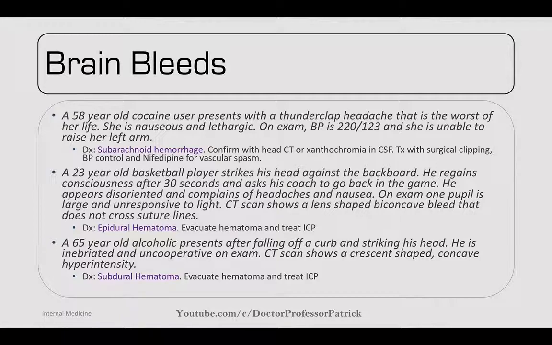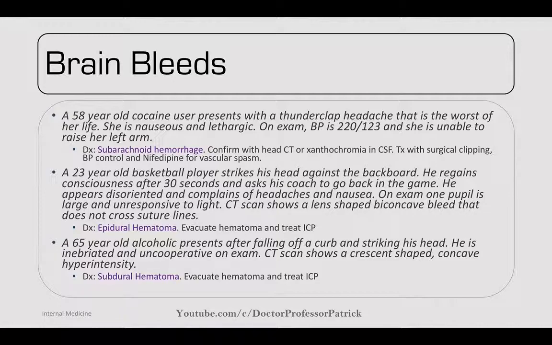Next, we've got a 23-year-old basketball player who strikes his head against the backboard. He regains consciousness after about 30 seconds and asks his coach to go back in the game. He appears disoriented and complains of headache and nausea. On exam, one pupil is large and unresponsive to light, and CT scan shows a lens-shaped biconvex bleed that does not cross the suture lines. So this would be typical of an epidural hematoma. You would need to evacuate the hematoma and treat the ICP.